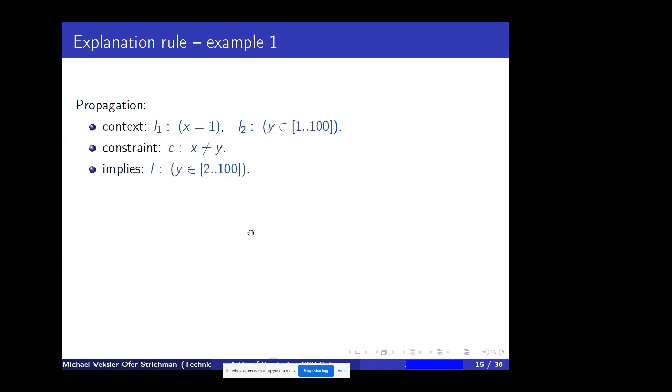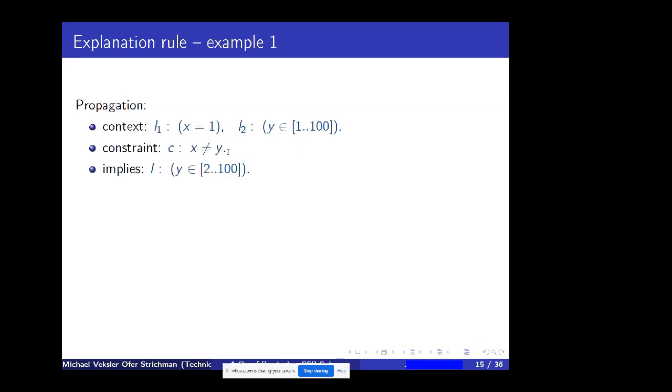Let's see how we use this. Suppose that we have x equal to 1. I hope, by the way, that you see my mouse. So we have the first literal x equal to 1, and the second literal that y belongs to the domain 1 to 100.